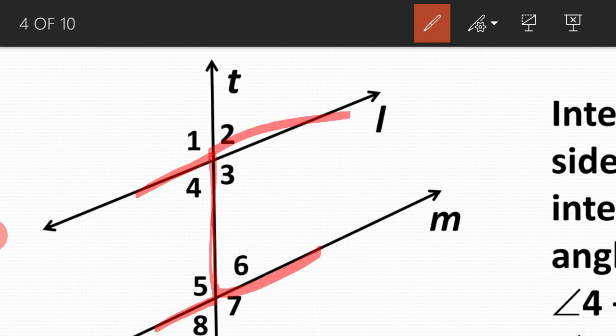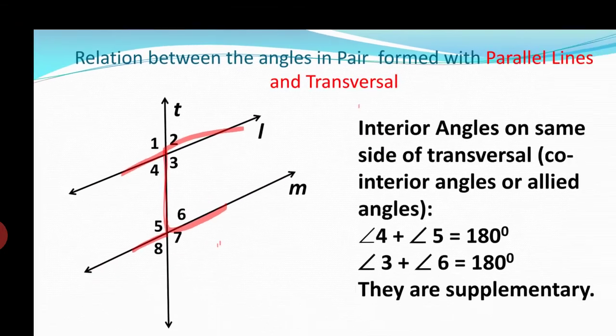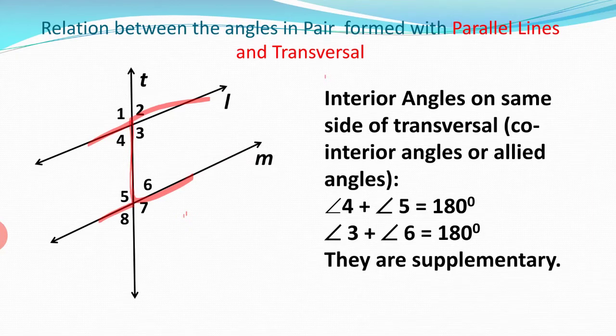And these angles are always supplementary. They are not equal; they are supplementary. Supplementary means their sum will be 180 degrees. So angle 4 plus angle 5 is equal to 180 degrees, and angle 3 plus angle 6 will be equal to 180 degrees. Now all these conditions are true only when two lines are parallel and they are intersected by a transversal. Are you getting it?